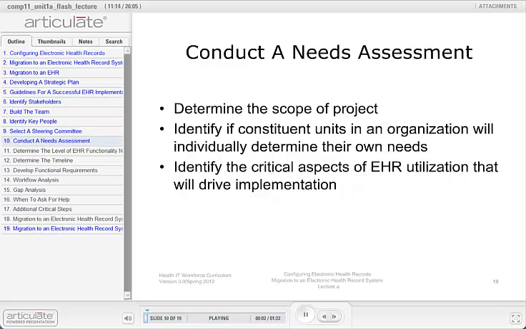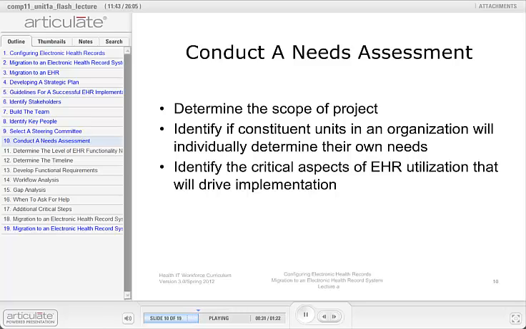A needs assessment is a systematic process of determining the requirements for a project. A needs assessment should address the scope of the project. The project scope will vary by organization because each organization has different needs. For instance, the project scope for an organization that plans a clean or new installation of an EHR will differ substantially from an organization that is upgrading from one EHR system to another.